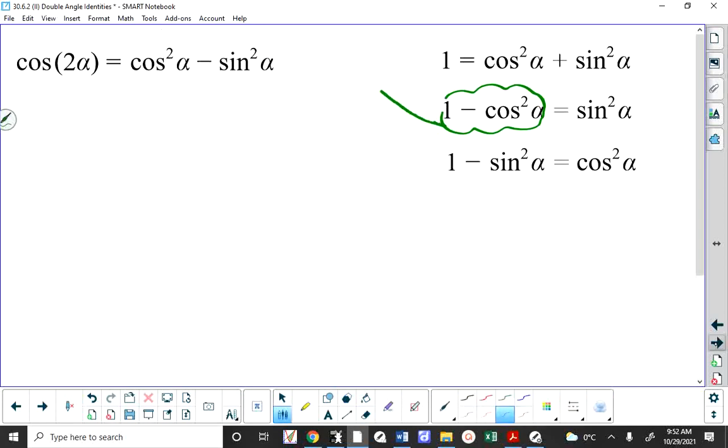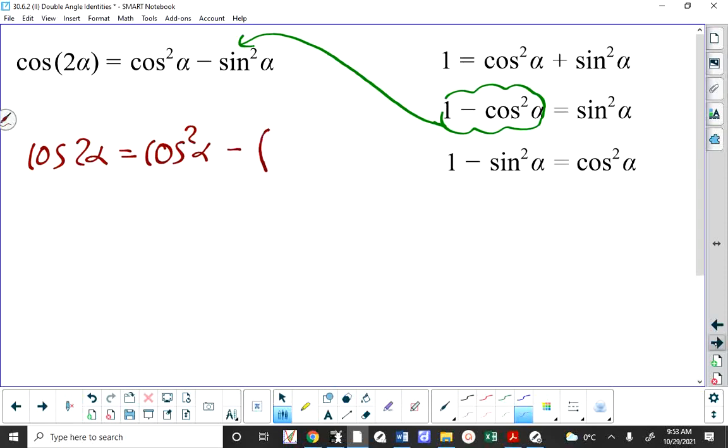And put it in here. Because sine squared of alpha equals 1 minus cos squared of alpha. And what I would get is cos of 2 alpha, or 2 theta, or whatever you want to call it, is equal to cos squared of that angle minus this thing, which is 1 minus cos squared. And I would end up with cosine of 2 times the angle equals cos squared minus negative cos squared.